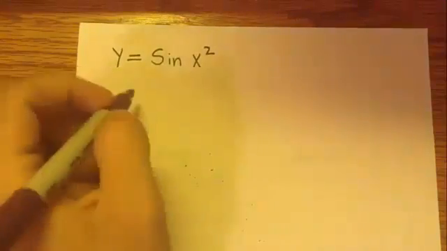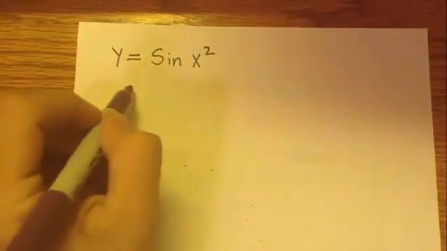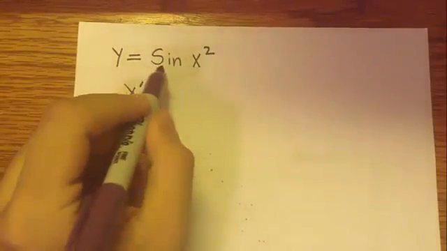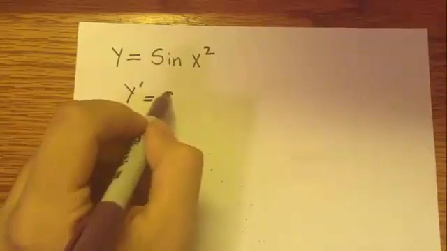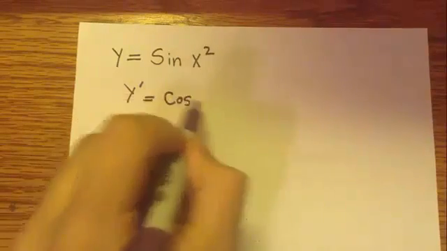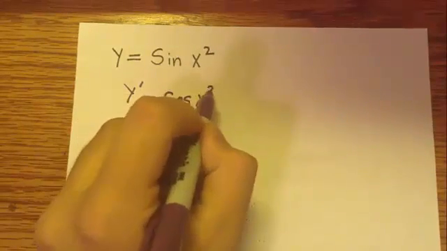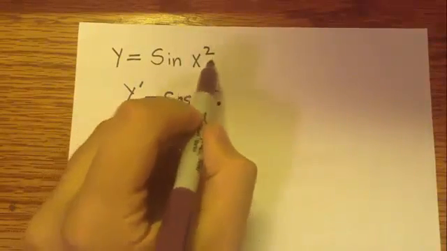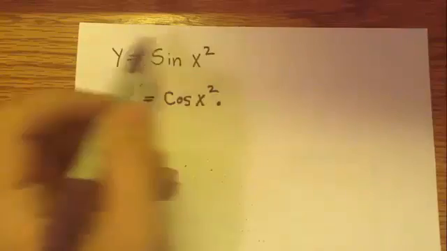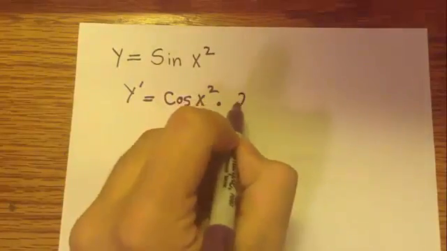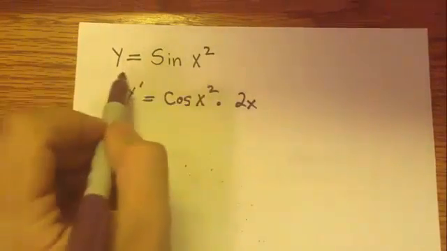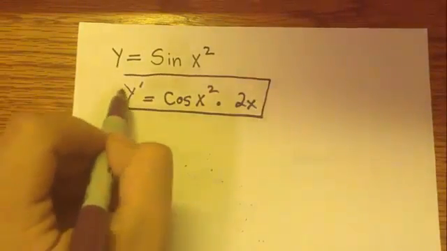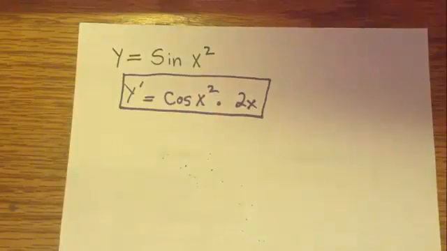So let's use the chain rule. I'll have my y prime equals the derivative of sine. It's just going to be cosine, so I'll have cosine, and I'll have my second term x squared, and then times the derivative of my second term, and for x squared the derivative is just going to be 2x. Alright, so that's it for the first problem. Relatively easy. Let's get to the second one.